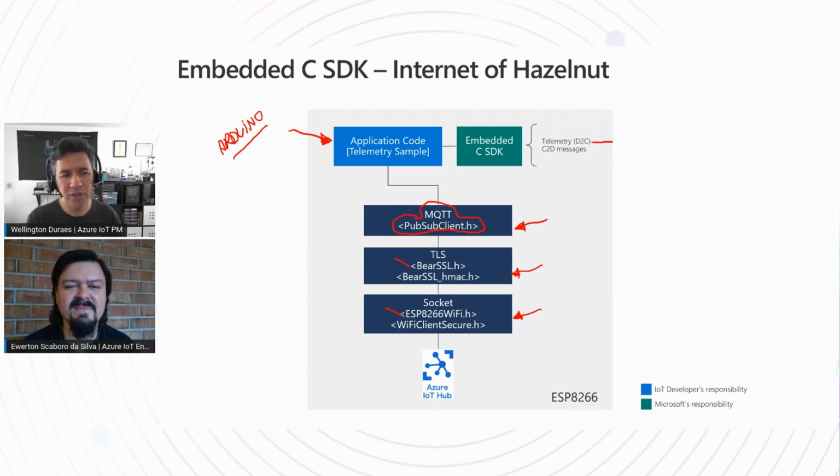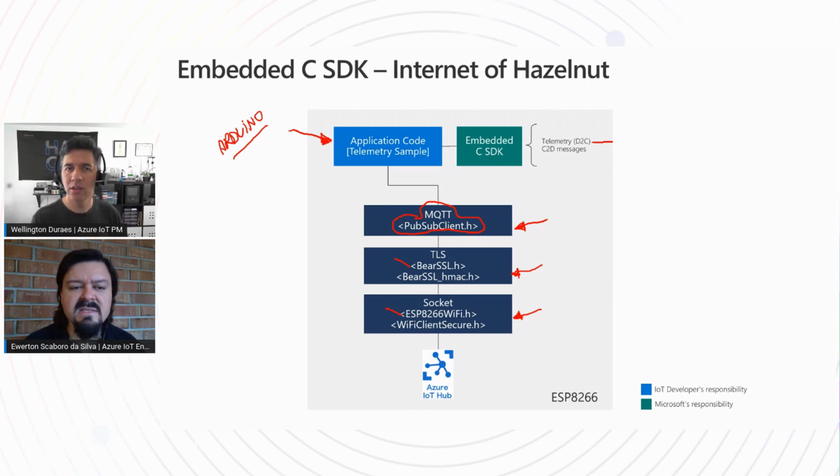Nice. So Ewerton, quick question here for you. The fact that in this case here, we're using a PubSub client, Bear SSL, ESP8266, this is just one of the possibilities, right? Customers could mix and match whichever TLS and socket they want, correct?